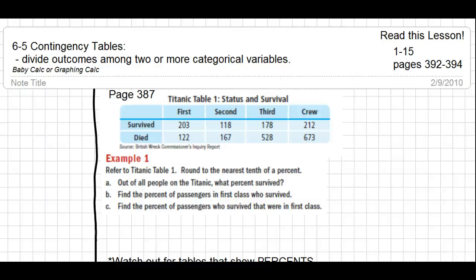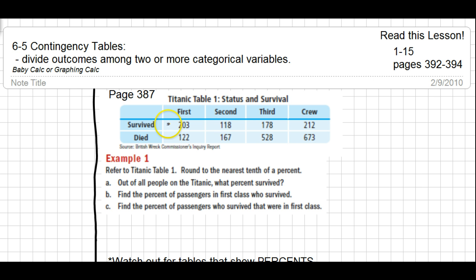For FST, Lesson 6.5 on Contingency Tables. A contingency table is simply students taking a table and dividing different outcomes by two or more categories or variables. Mostly what students are going to be doing is reading this lesson and looking at the different tables that are given related to the Titanic.